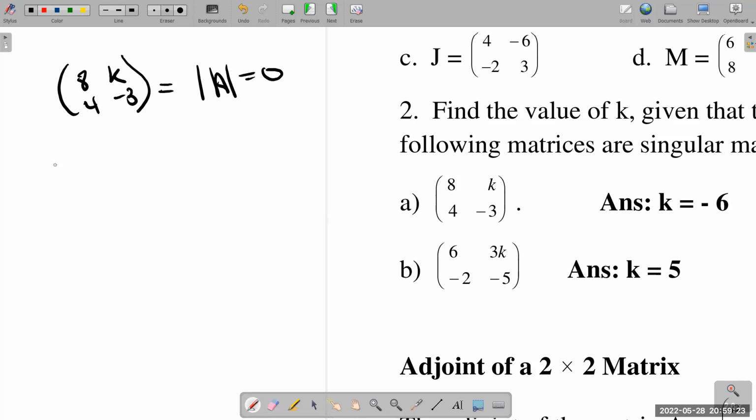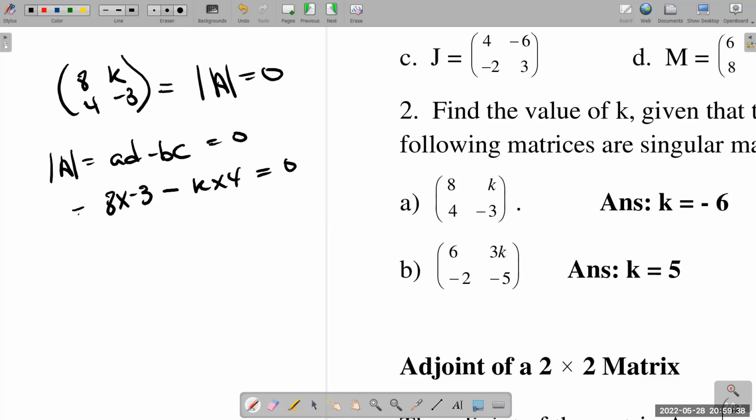So let me go. What is the determinant of this set? AD minus BC. What 2 numbers am I multiplying? That's 8 times negative 3 minus K times 4. And that is equal to 0. Everybody with me so far? 8 times negative 3 is negative 24 minus 4K. And that is equal to 0. How do we solve this? We move this where? Over.